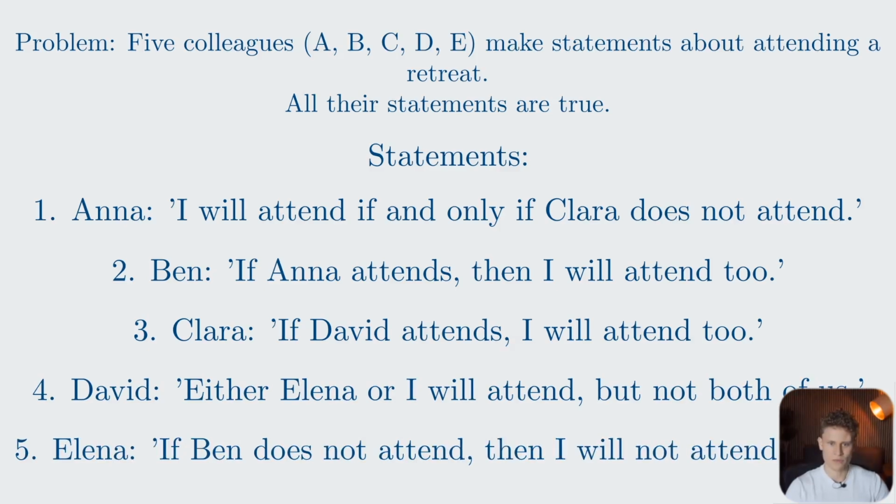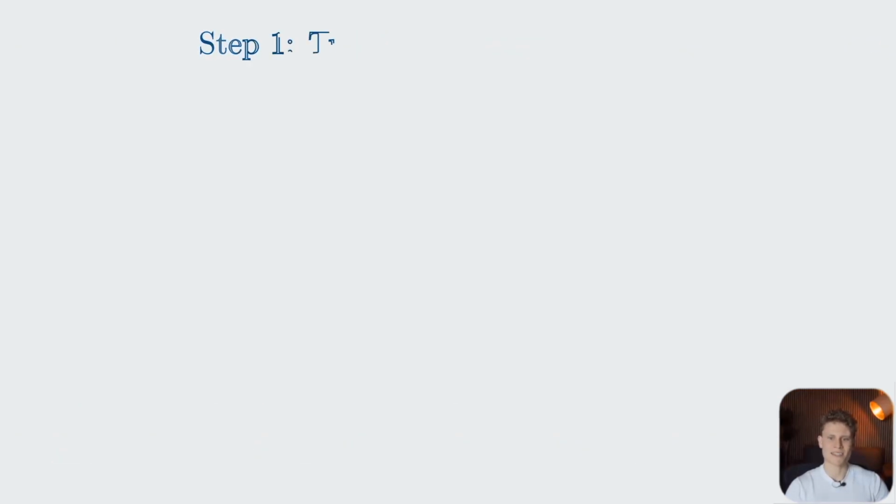The key to solving this type of problem is to break it down. First, we will convert each English statement into a precise logical expression. This will create our set of rules, our premises. Let's get started. Our first step is to translate these English sentences into the language of logic. This is a crucial step because it removes any ambiguity.